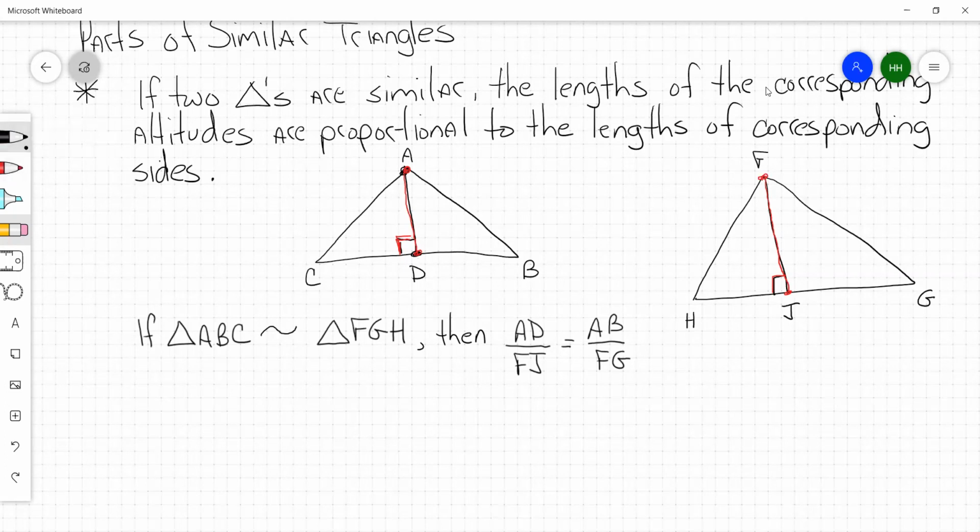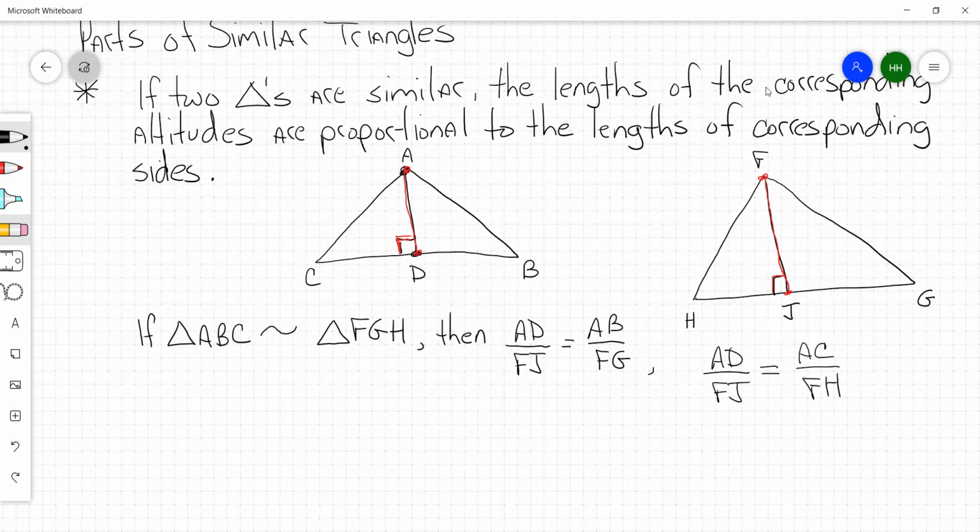Now there's another proportion we can write. What's another proportion that we can write here? AD over FJ. What else could that be equal to? What are two other corresponding sides? AC and FH. Very good. All right. So if for some reason you weren't given side AB or side FG, that's not the only proportion that you have to use.